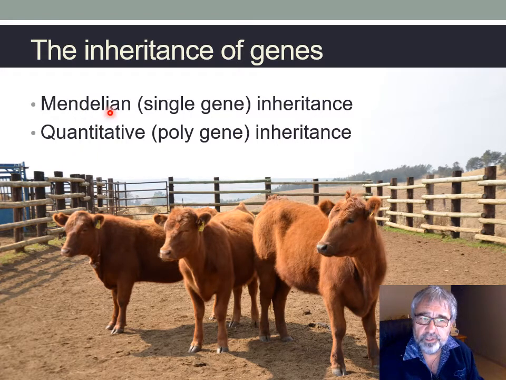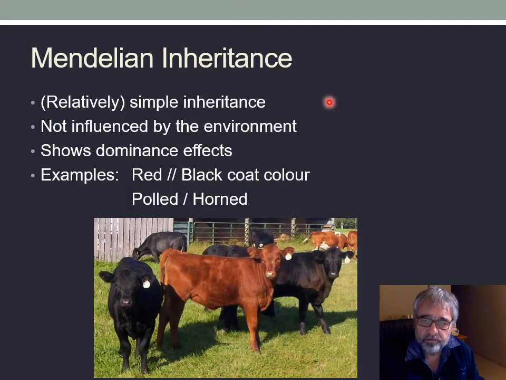So the first one is what we also could call simple inheritance, where only one or a few genes are involved with causing the differences in measurements or observations in animals, whereas in the second instance, many genes, each with a small contribution, would cause the difference or the variation in animals. So we will kick off with simple inheritance, or Mendelian inheritance.